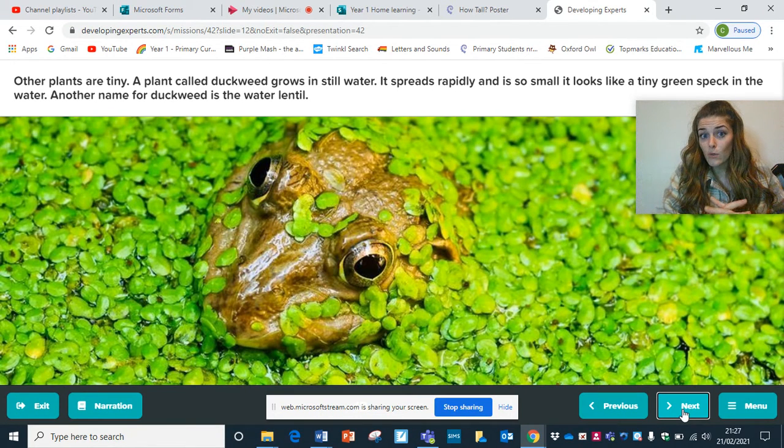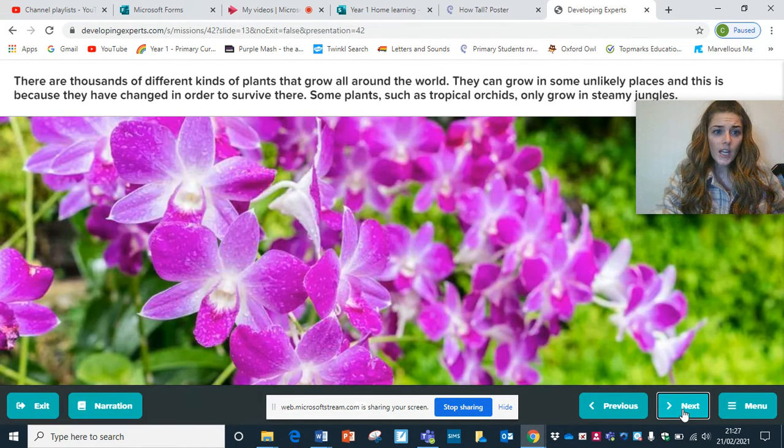And another name for this is the water lentil, because it is really small and flat, just like lentils. So there are thousands of different kinds of plants that grow all around the world. In different countries and different places, you'll see different plants and flowers that grow, and that's just because of the climate, the conditions and the weather, whether it's hot, whether it's cold, what the soil's like, whether it's a desert.